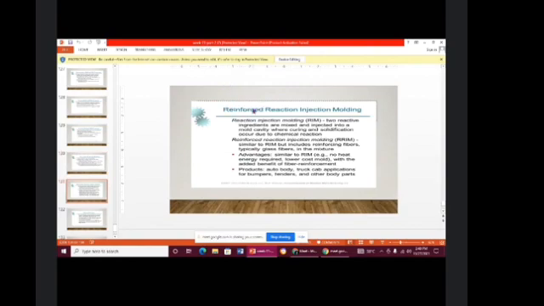Also, there is reinforced reaction injection molding. There is reaction injection molding, which is RIM, and reinforced reaction injection molding, which is RRIM. What is reaction injection molding? Two reactive ingredients are mixed and injected into the mold, where curing occurs due to a chemical reaction. The reinforced version is similar to RIM but includes reinforcing fibers, typically glass fibers, in the mixture.